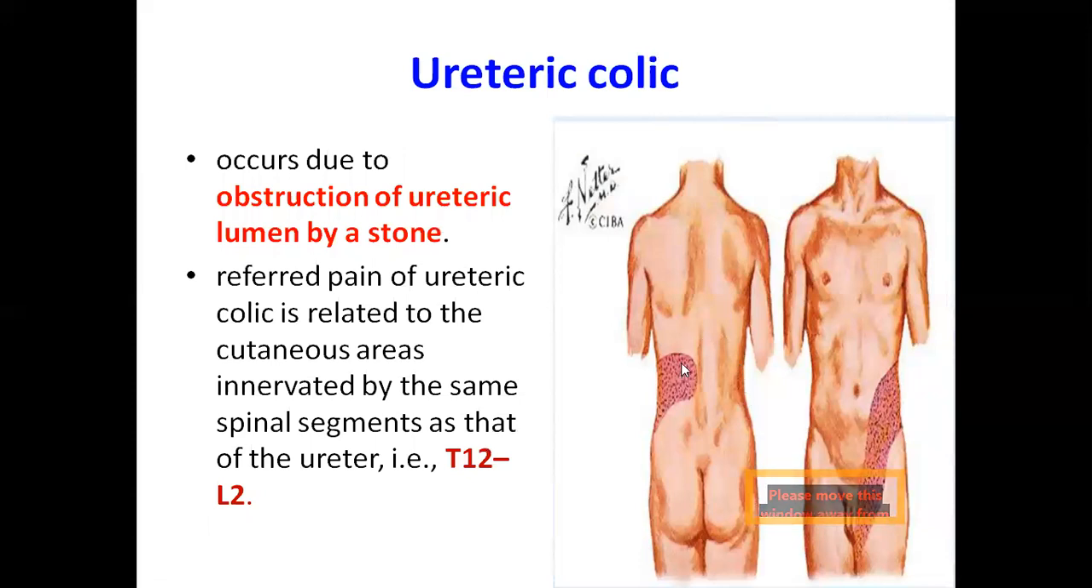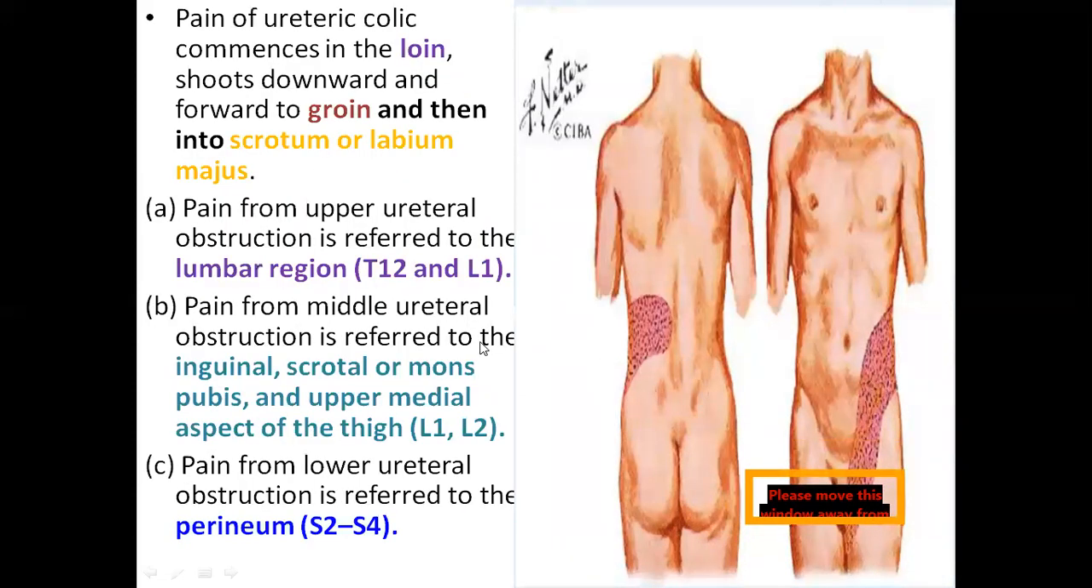And ureteric colic, colic meaning pain, occurs due to obstruction of the ureteric lumen by a stone. The referred pain of ureteric colic is related to cutaneous areas innervated by the same nerves, spinal segments as that of the ureter, that is T12 to L2. This is the line of distribution of ureteric colic. Pain of ureteric colic commences in the loin, shoots downwards and forwards to the groin and then into the scrotum in males and labia majora in females.